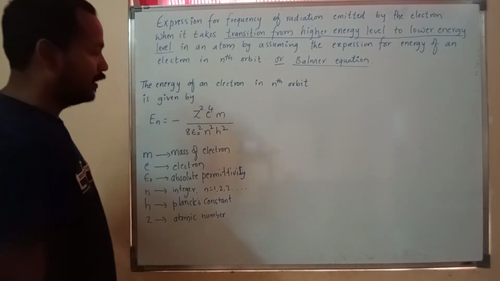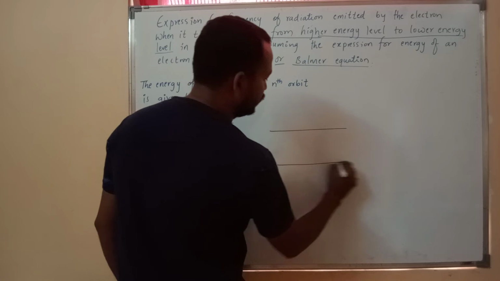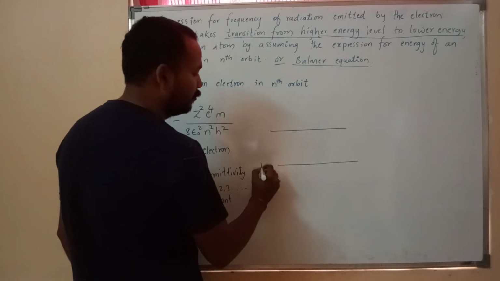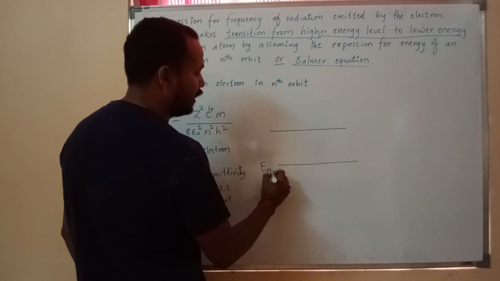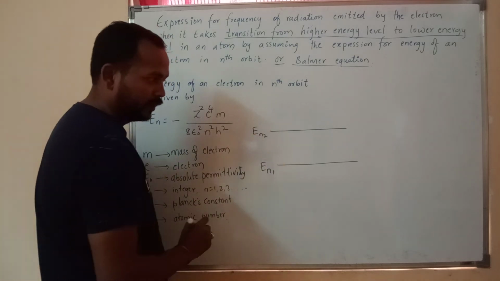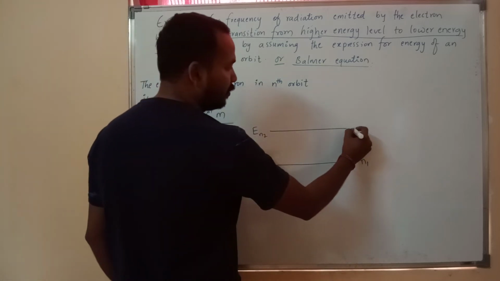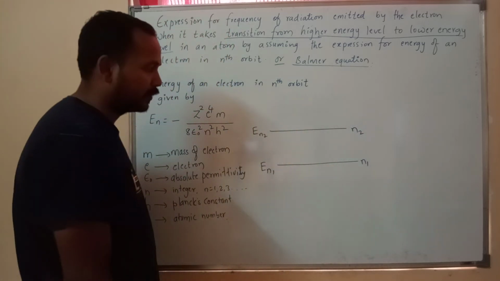Now we'll consider two energy levels. First energy level, second energy level. First energy level I will call En1, second energy level I will call En2. This is the first orbit, hence I will call n1. This is the second orbit, I will call n2, right?